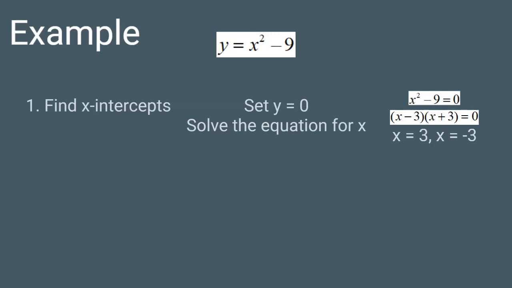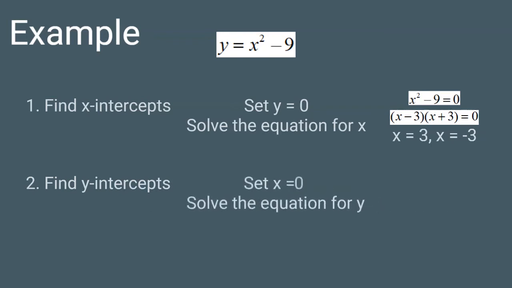If you're confused on that factoring, you might want to take a minute and watch the video on the difference of two perfect squares. Next, find the y-intercept. Again, let's pull our steps from the previous slide. This gives us an equation of y equals 0 squared minus 9, so y is going to be equal to -9. The x-intercepts are x equals 3 and x equals -3, and the y-intercept is y equals -9.